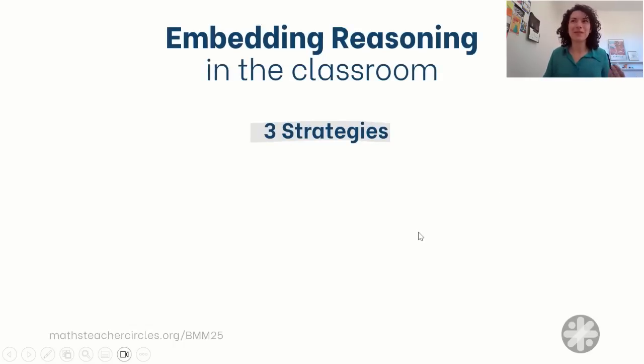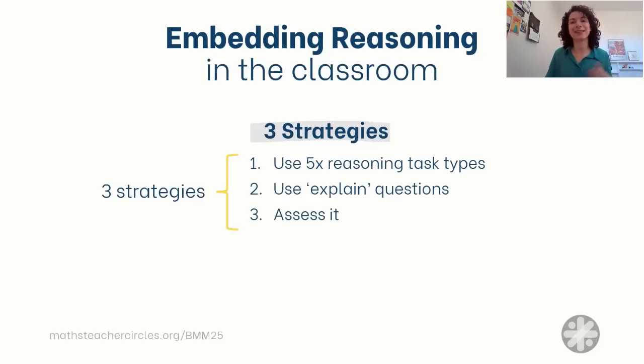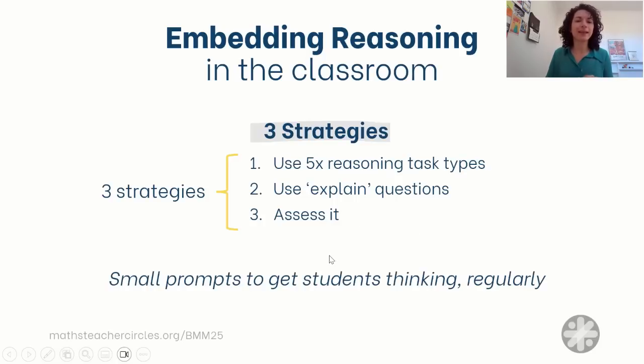So to sum up reasoning, there are 3 strategies that I recommend using. We've got these 5 reasoning task types. You can also use a type of question called an explain question, which is, say a worked example or formula or a piece of vocabulary or even a diagram. And you ask students to explain what's going on there. And then the third strategy is to assess reasoning. If it's something that you want your students to get stronger in, then looking at how they're progressing over time and giving them feedback on them goes a long way. And really at the end of the day, reasoning involves small prompts to get your students thinking regularly.